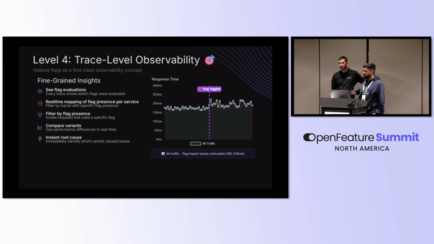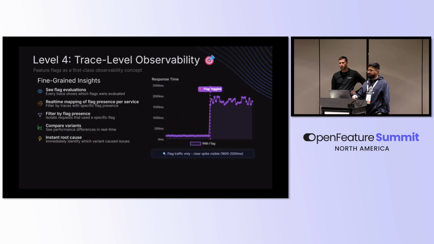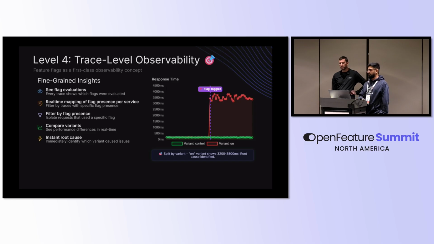But when you slice this data into all of the requests for flags, or with a specific flag evaluated, you will see that now there's a clear spike in services. Now it's almost 10x of what we saw before. So let's slice this data even further and go per variant, where you have the control variant and you have the on variant. And you can see that the on variant is clearly the root cause here.